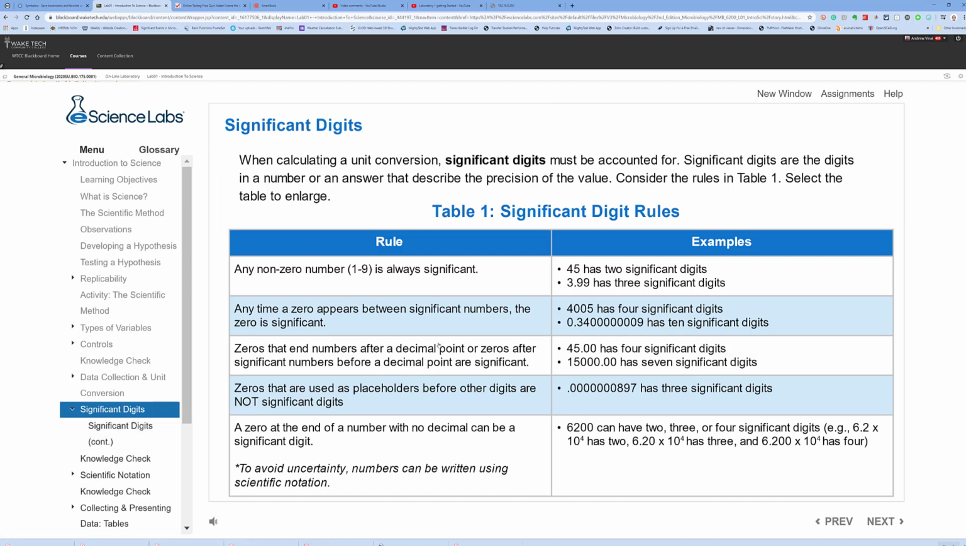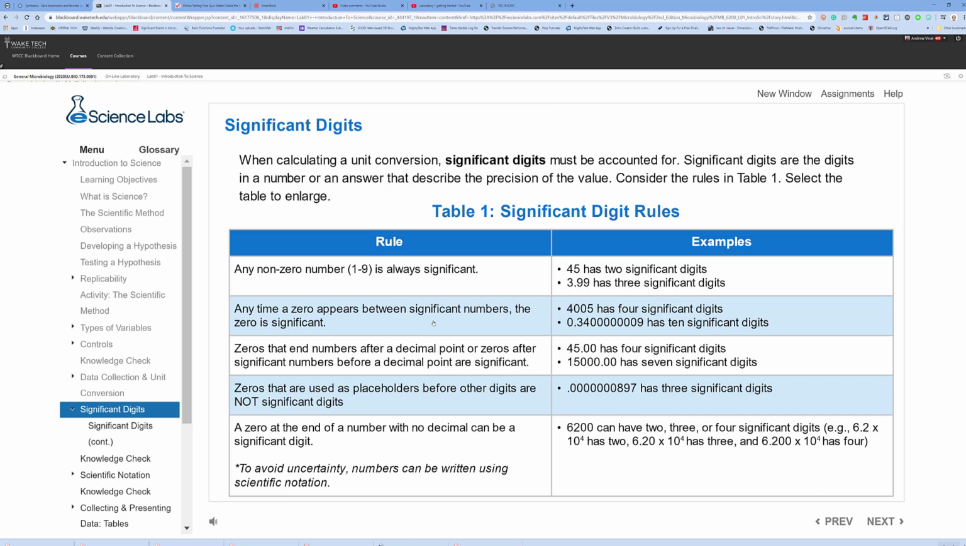As significant digits, it must be accounted for. Significant digits are the digits in a number or an answer that describe the precision of the value. So any non-zero number 1 to 9 is always significant. So 45 has 2 significant digits. 3.99 has 3. Anytime a 0 appears between significant numbers, the 0 is significant, obviously.